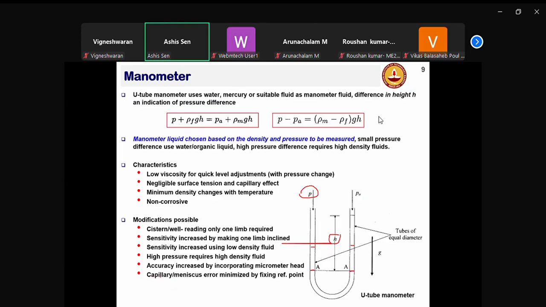And the capillary meniscus error is minimized by fixing a reference point. Depending on the material of the capillary, typically the meniscus will be curved because the liquid tends to wet the surface. Now, when you measure this height difference, where do you look at? Do you look at here or do you look at the bottom? So you must pick a reference point. Maybe just the center of the bottommost point of the meniscus you take as a reference point here, as well as here, to know the height difference. So the reference point needs to be fixed.